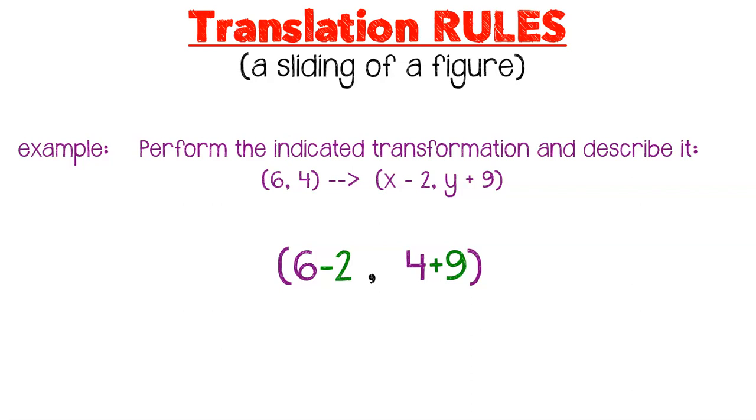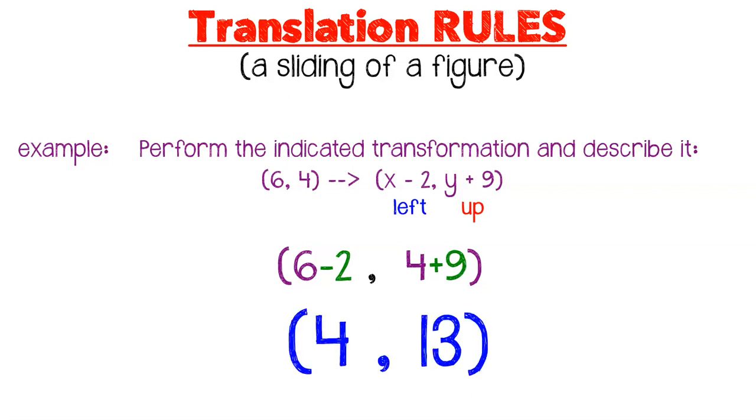Once you have that done, process the information about how you're moving. Minus 2 is either left or right. Since it's a minus, you're going to the left. And the y-coordinate is always up or down. Positive 9, that's an up move. Calculate your math, and you're all set.